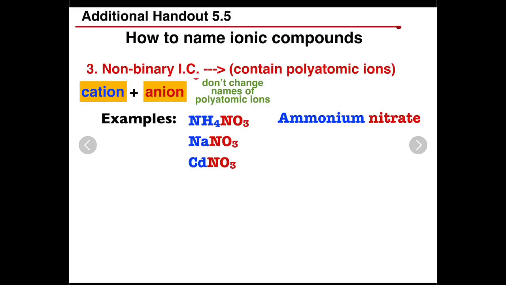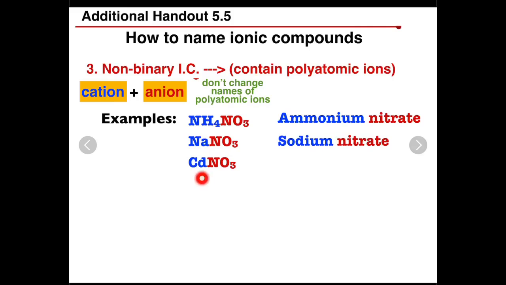For cations that come from metals, such as sodium and cadmium, this is when you will need to follow the previous two steps that we talked about earlier. Sodium is part of the main group elements. You don't need to specify the charge. Therefore, the name for this would be just sodium followed by nitrate.